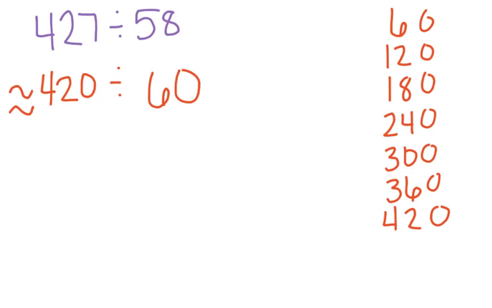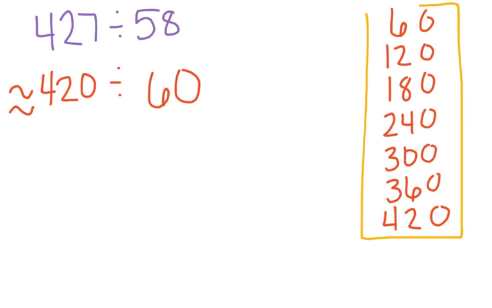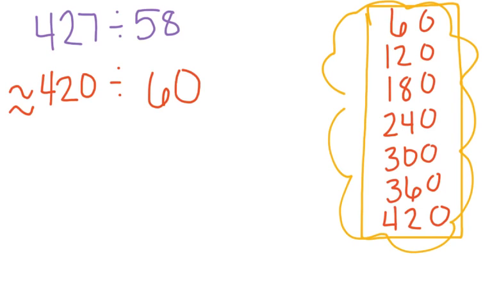420 divided by 60. Now this step over here of listing your multiples, some of you may be able to do that in your head and some of you may not, and either way, that's absolutely fine. I just wanted to show you what Miss Day's thought bubble looked like. Okay, so when we come back to our problem, 420 divided by 60.